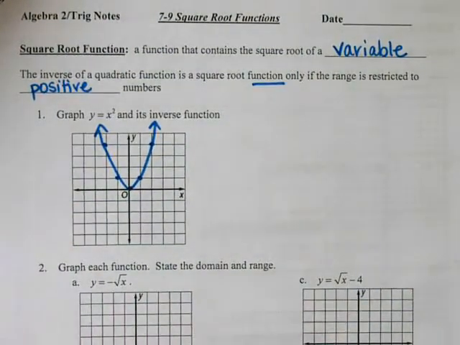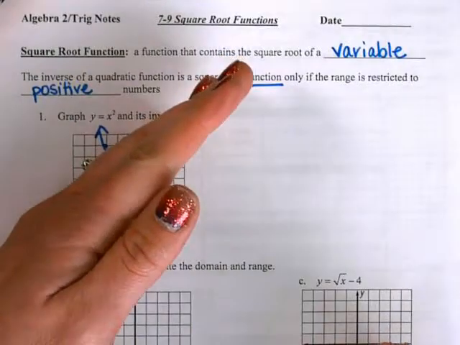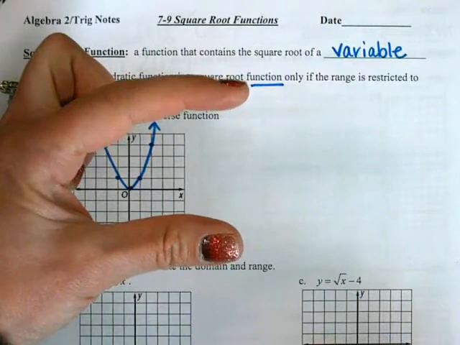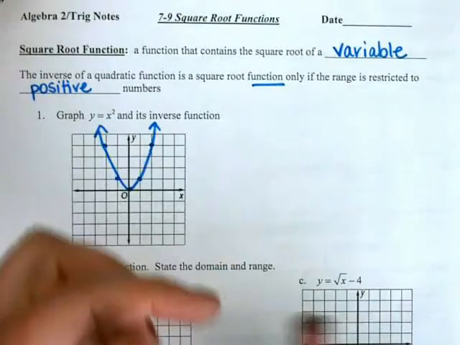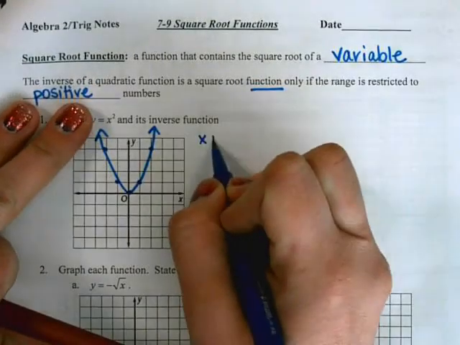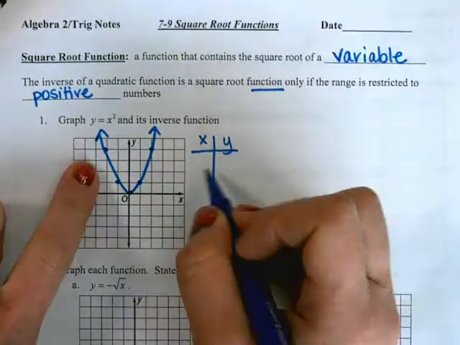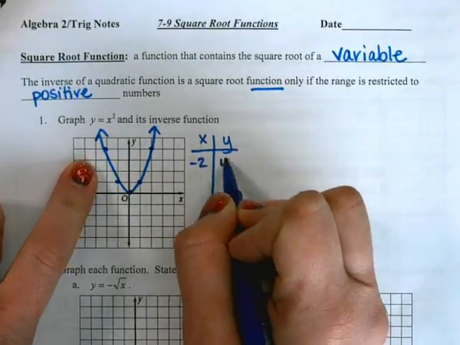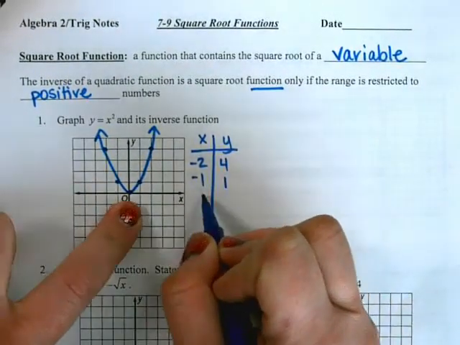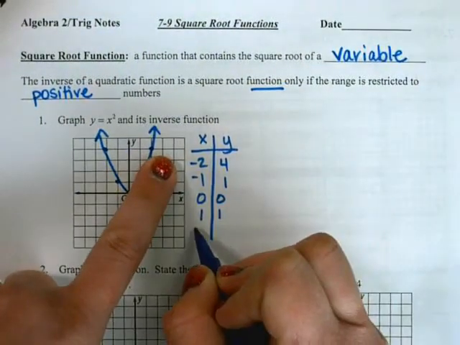Now think about reflecting this guy on the line y equals x. He'd end up being a sideways parabola. So let me show you that. So here we go. I'm just going to write my ordered pairs here so you can see them. At -2, I was at 4. At -1, I was at +1. 0, I was at 0. 1, I'm at 1. And 2, I'm at 4.